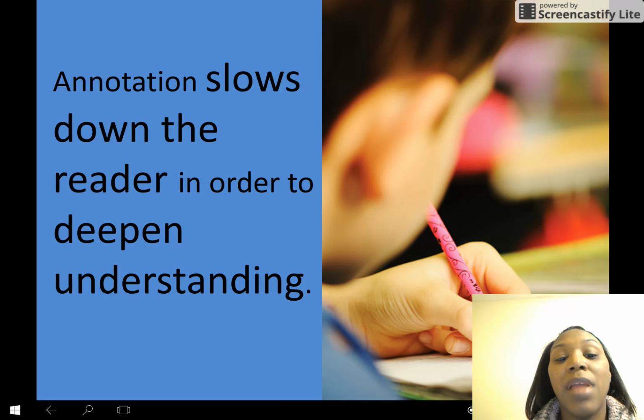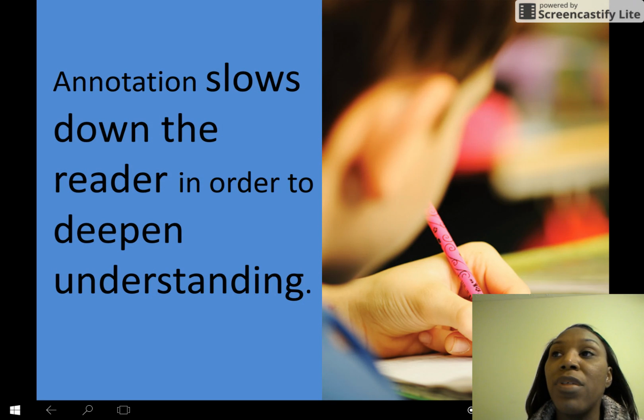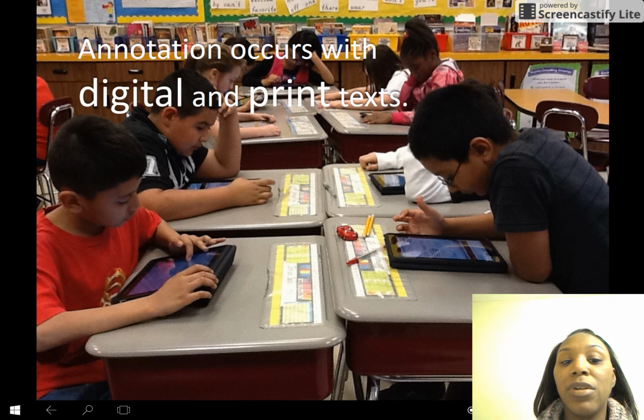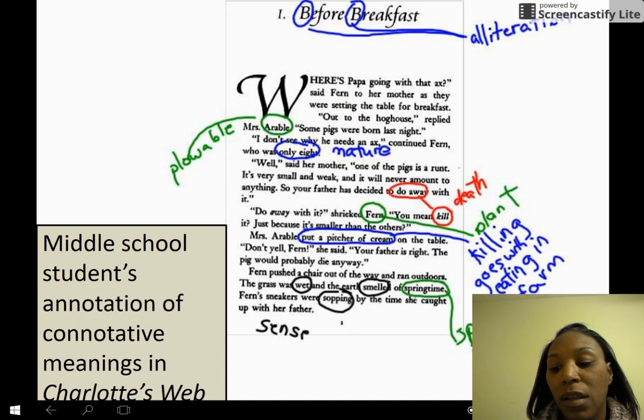Annotation slows down the reading so that you can get a better understanding. So if you read a paragraph at a time and then go back and make annotations, it makes it easier for you when you have to review that information to remember what you looked at. You can do annotations both digitally and on print. We will do both in our class.